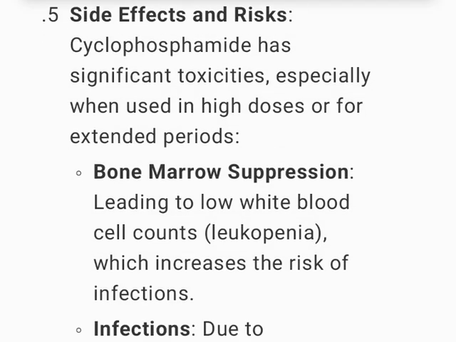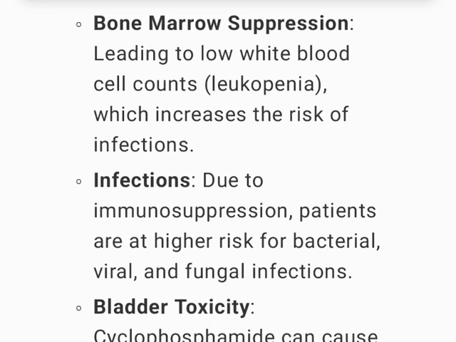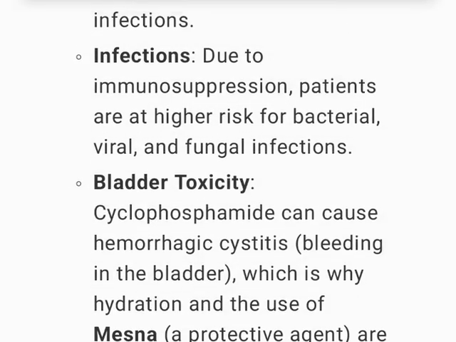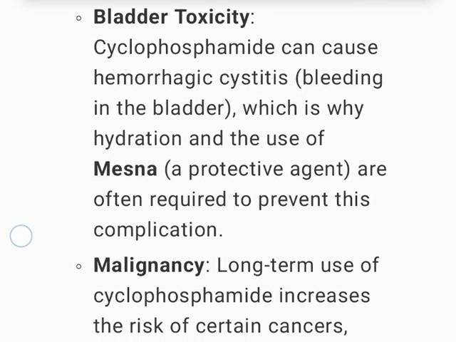5. Side effects and risks. Cyclophosphamide has significant toxicities, especially when used in high doses or for extended periods. Bone marrow suppression, leading to low white blood cell counts, leukopenia, which increases the risk of infections. Infections. Due to immunosuppression, patients are at higher risk for bacterial, viral, and fungal infections.